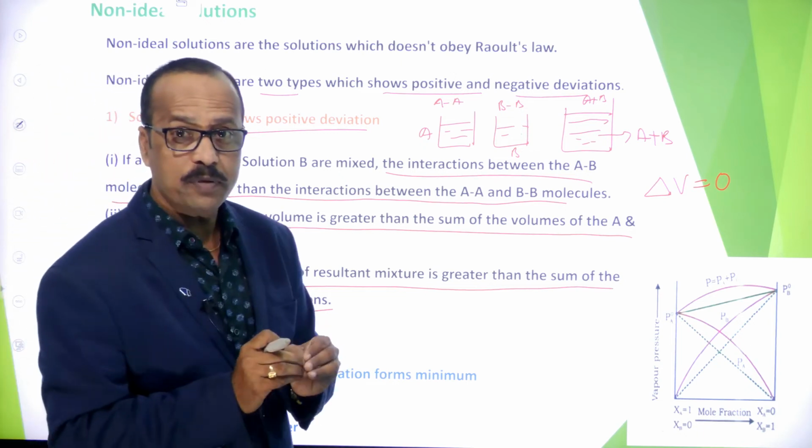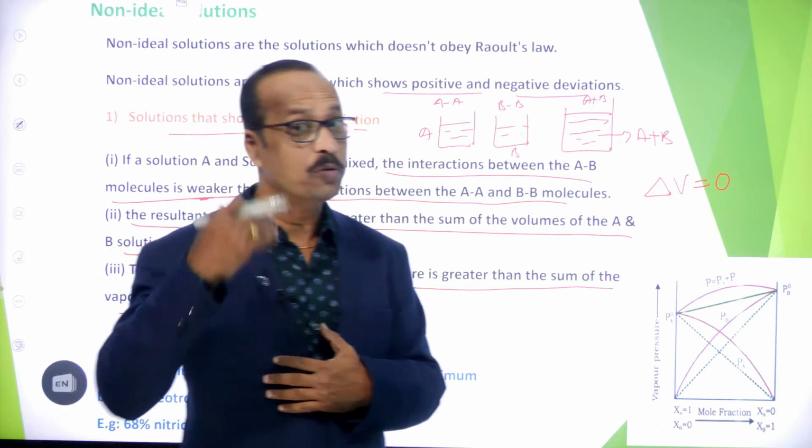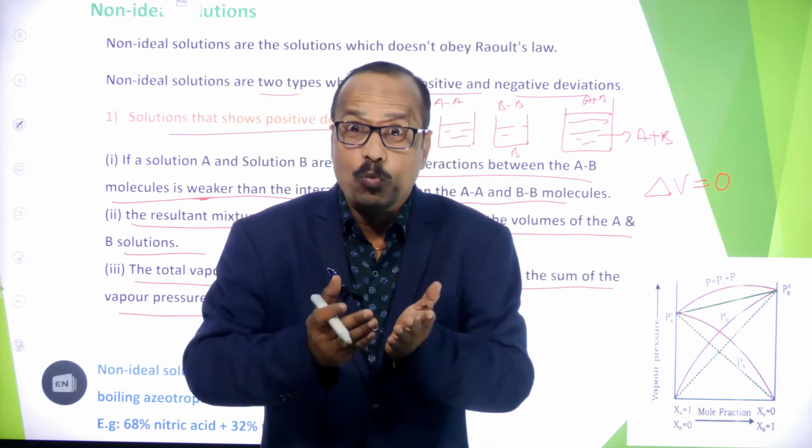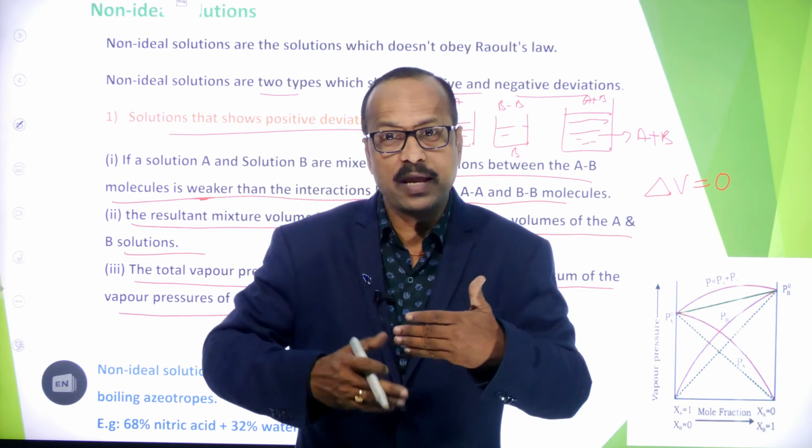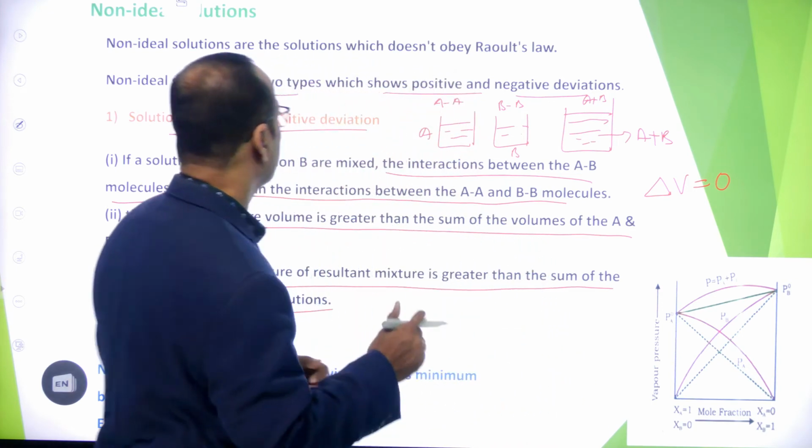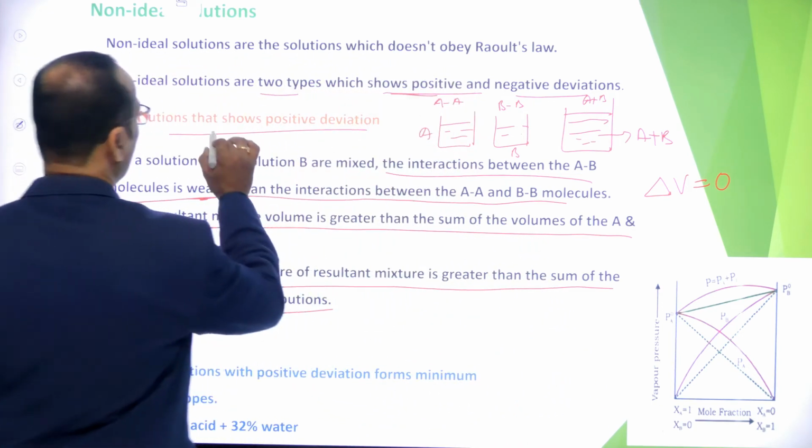Now what happens? The vapor pressure becomes more, meaning more than the actual vapor pressure that should be there. So that's what is called a positive deviation.